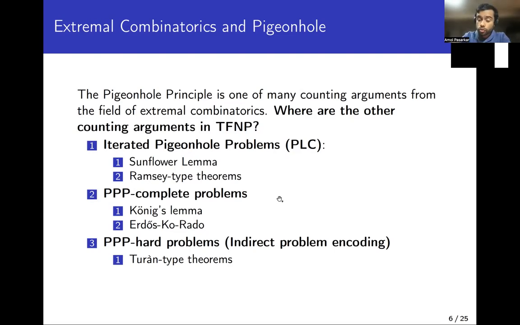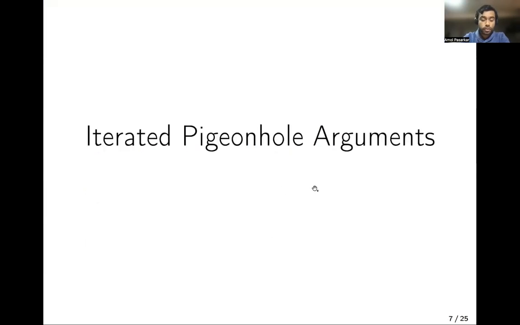First, we're going to look at problems whose totality is based on an iterated pigeonhole principle argument. These are the problems which belong to the class PLC. The underlying lemmas include the sunflower lemma as well as Ramsey type theorems. Second, we're going to introduce new problems which are PPP complete. This includes problems based on König's lemma and the Erdős-Corrado lemma. And third, we're going to consider problems that are harder than PPP because of the way in which they're encoded. In this setting, we're going to consider problems based on Turan type theorems.